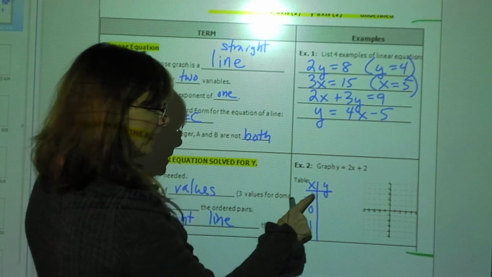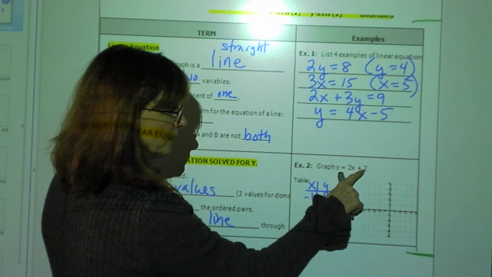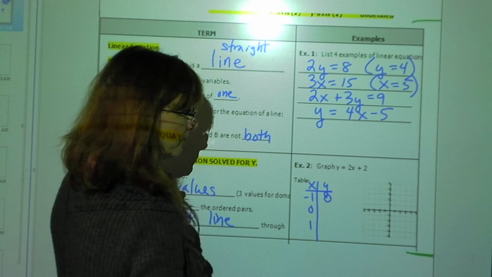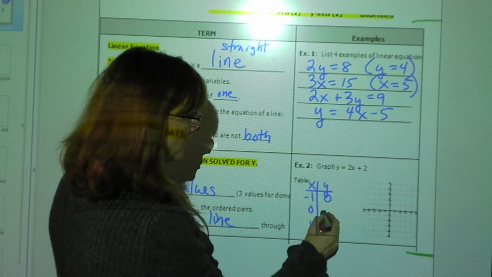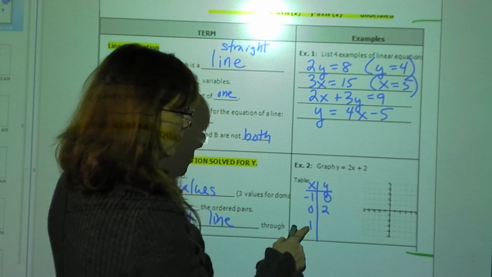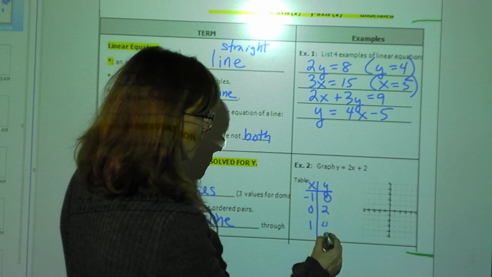So when x is -1, 2 times -1 would be -2. -2 plus 2 would be 0. When x is 0, 2 times 0 is 0, plus 2 is 2. When x is 1, 2 times 1 is 2, plus 2 is 4.